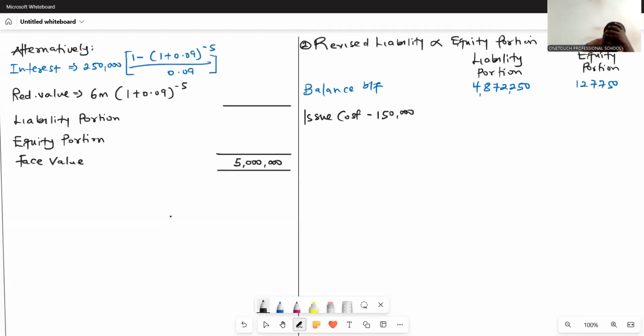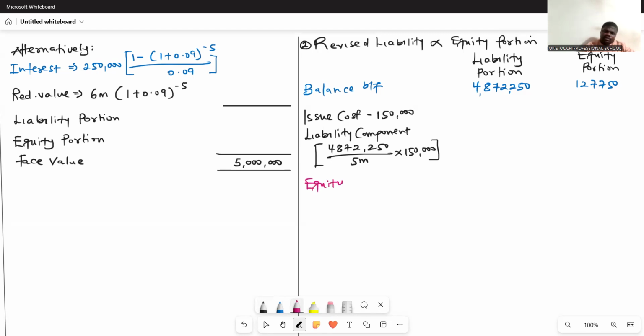How do we share? The liability component of this issue cost will be 4,872,250 all over 5 million times 150,000. Did you get it? We are sharing it in the ratio of the liability and equity portion. Is that clear? Please, is that clear? Yes, sir. Then the equity portion will take a portion of 127,750.